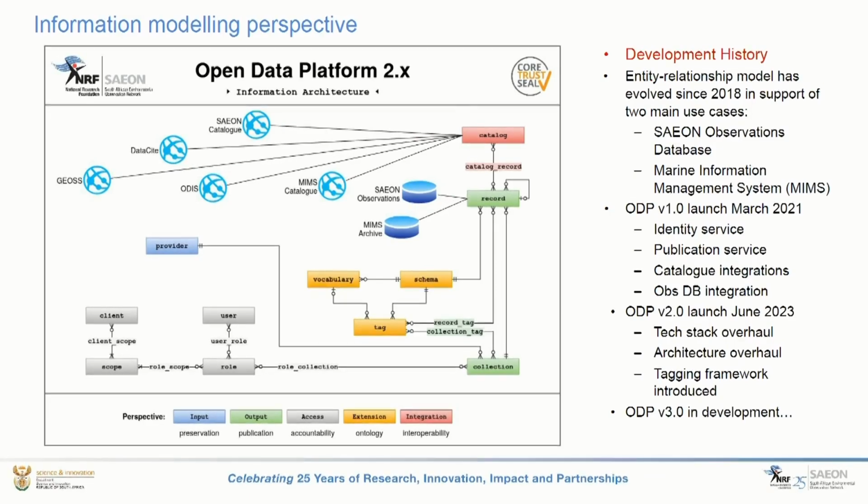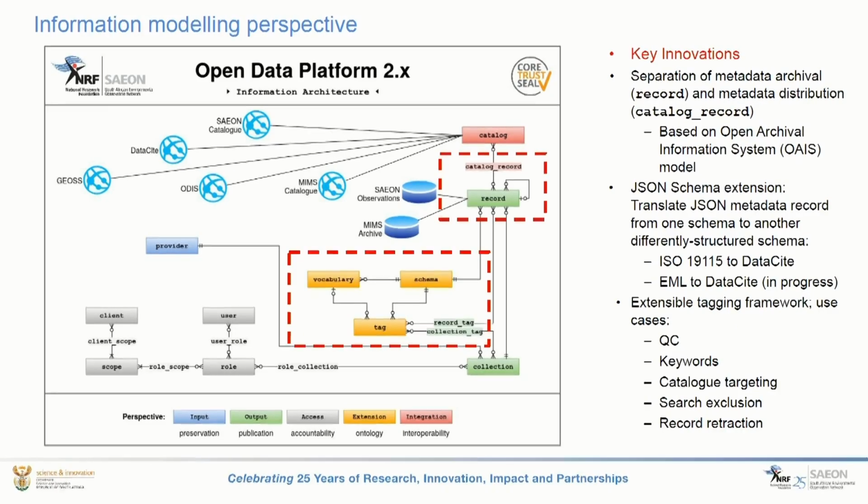ODP version 2 was launched last year. We did a major overhaul of the tech stack as well as the architecture and introduced a new tagging framework which introduces a lot more dynamism and extensibility to the platform and the curation workflows. And ODP version 3 is currently in development.